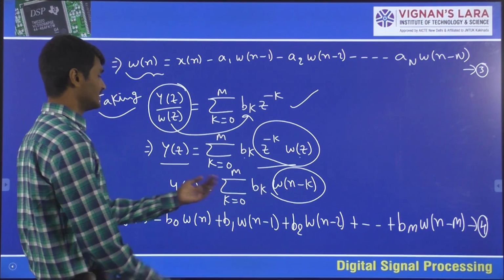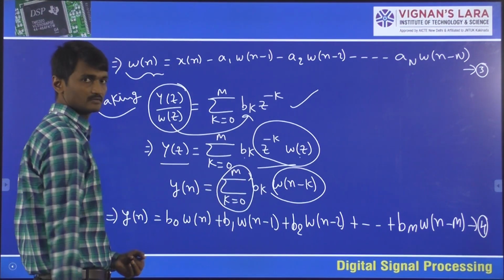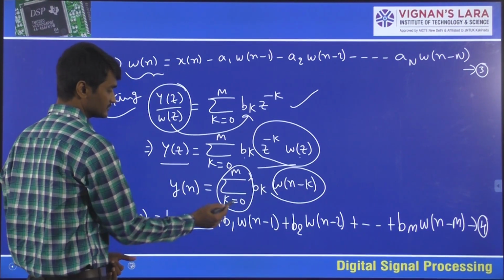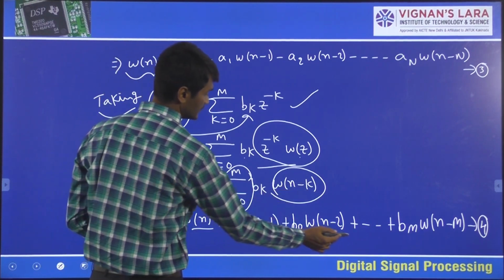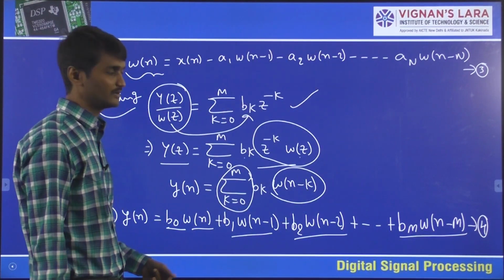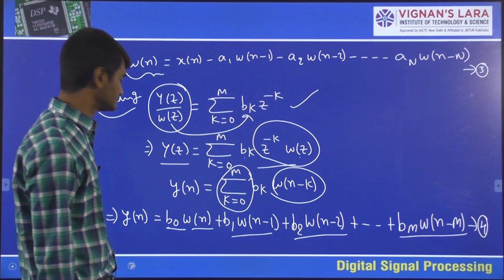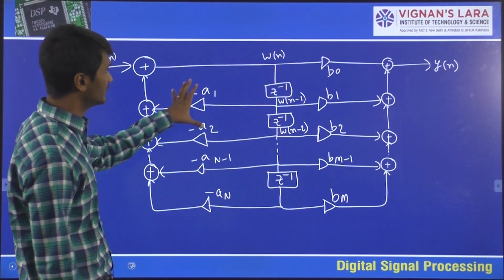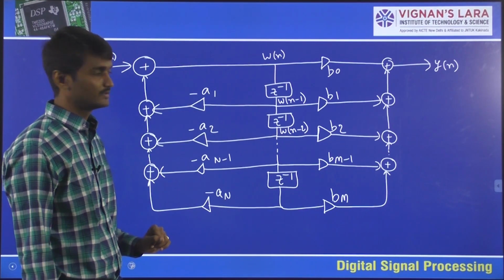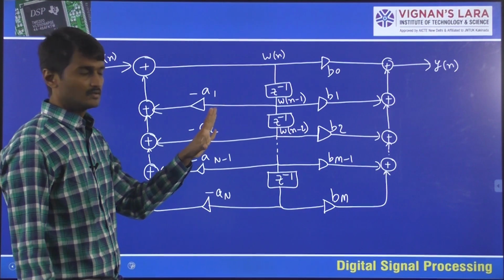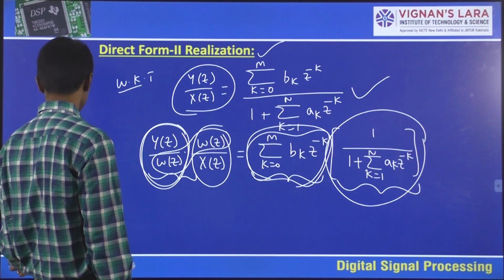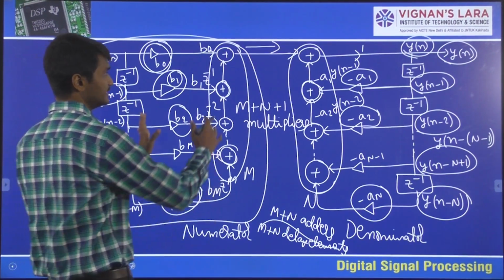Then apply some values of k in the summation. So y of n is equal to b0 w of n plus b1 w of n minus 1 plus b2 w of n minus 2 and so on, plus b_M w of n minus M. This is equation 4. Now we have to realize equation 3 and equation 4 in direct form 2. It is simple when compared to direct form 1.